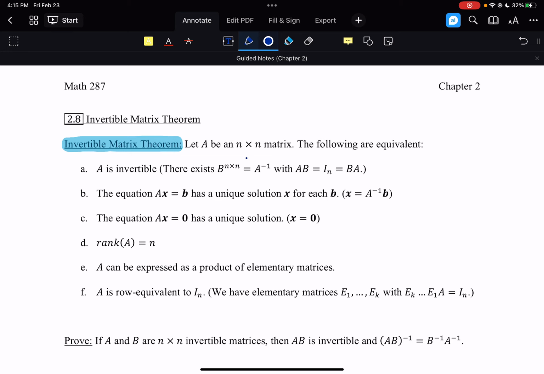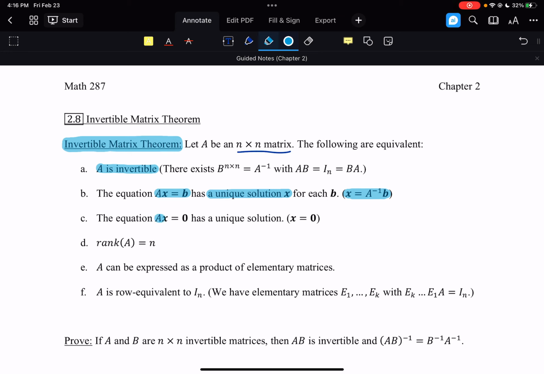So let A be an n by n matrix. The following are equivalent. A is invertible. Again, there exists a matrix A inverse where AB equals the identity. This is equivalent to saying the equation AX equals B has a unique solution X for every B. And that's kind of what we just solved for. So if we find one unique solution to a system like this, that means that A is invertible.